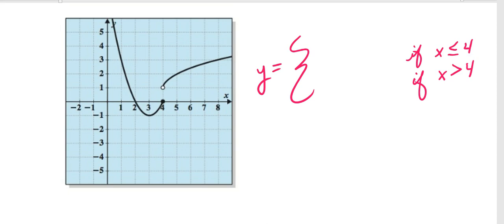Now, when x is less than or equal to 4, we can see it's clearly going to be a parabola, which is a square function. So we're going to use a parent function of x squared. Instead of the vertex being at 0, 0, we can see now it's shifted. It's gone right 3 and it's gone down 1. So we're going to need to change our parent function from just plain old x squared to (x minus 3) squared minus 1.